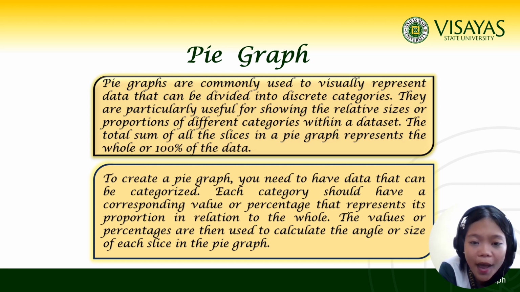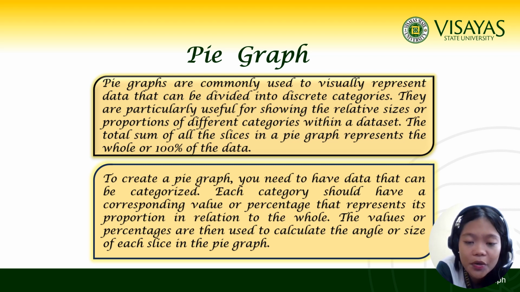To create a pie graph, you need to have data that can be categorized. Each category should have a corresponding value or percentage that represents its proportion in relation to the whole. The values or percentages are then used to calculate the angle or size of each slice in the pie graph.